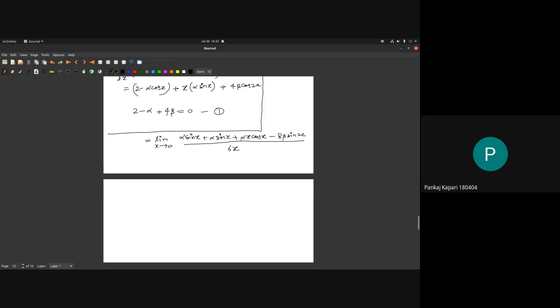Now sin 0 is 0, so the first two terms will vanish at 0. The third term will also vanish, because in the third term alpha x times cos x, if you put 0, it will be 0. So this is again in 0 by 0 form, so we can again apply L'Hopital's rule. This limit we can again write as limit x tends to 0, differentiate numerator and denominator. This alpha sin x is coming 2 times, so I'll just write it as twice alpha sin x, and remove one of them.